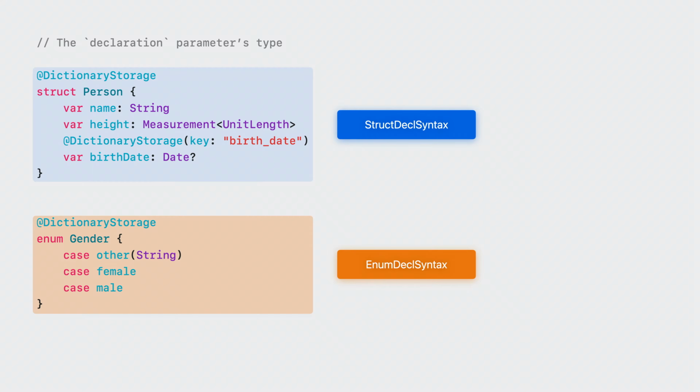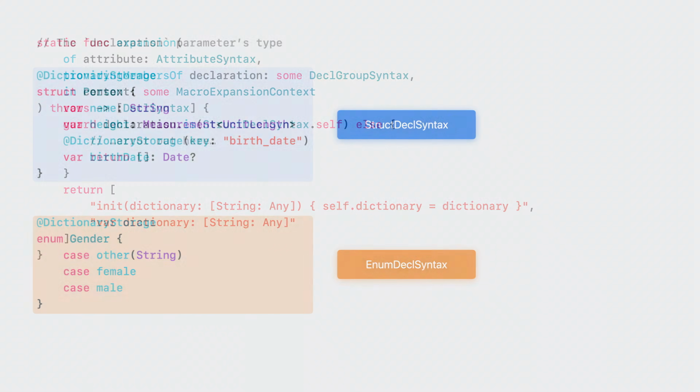We'll do that by checking the type of the declaration parameter. Each kind of declaration has a different type. So if it's a struct, its type will be StructDeclSyntax. If it's an enum, it'll be EnumDeclSyntax, and so on.